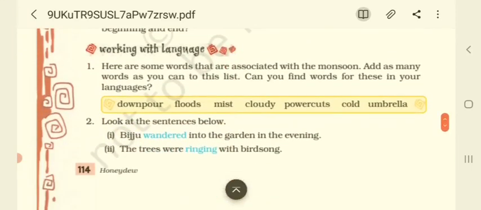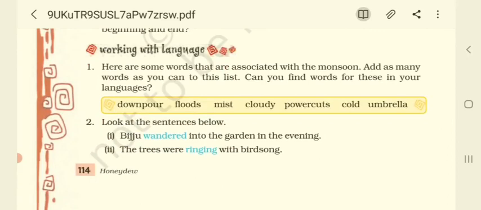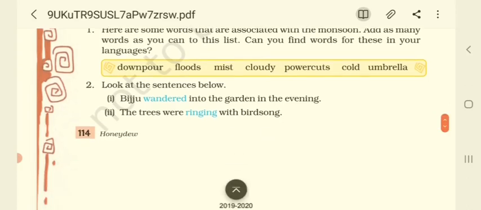Here are some words that are associated with the monsoon. Add as many words as you can to this list. Can you find the words for this in your language? Okay, downpour, heavy rainfall, floods, when rainfall brings in or creates waterlogging, then mist, cloudy, power cuts. What are power cuts? When light goes or when lights are out, isn't it?